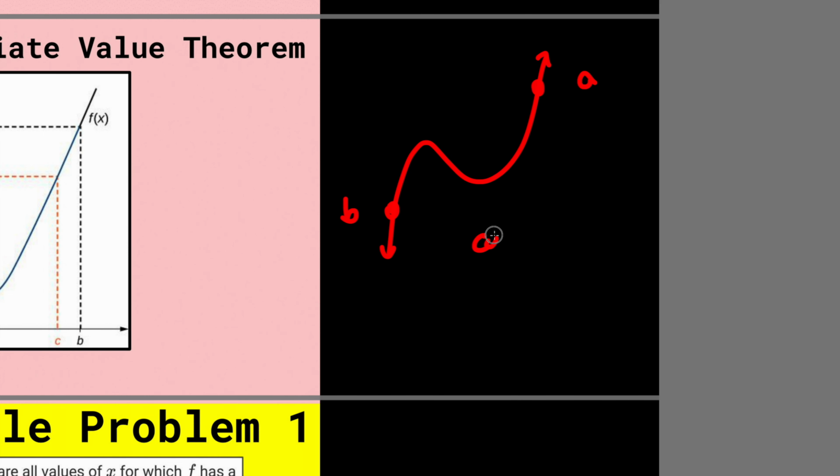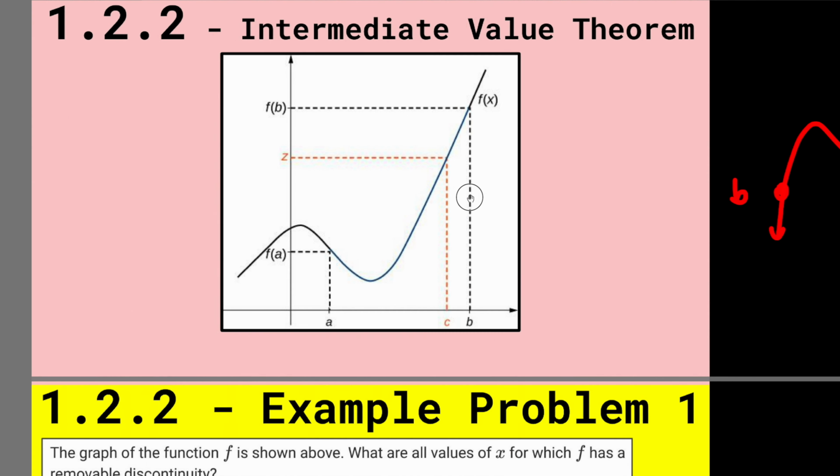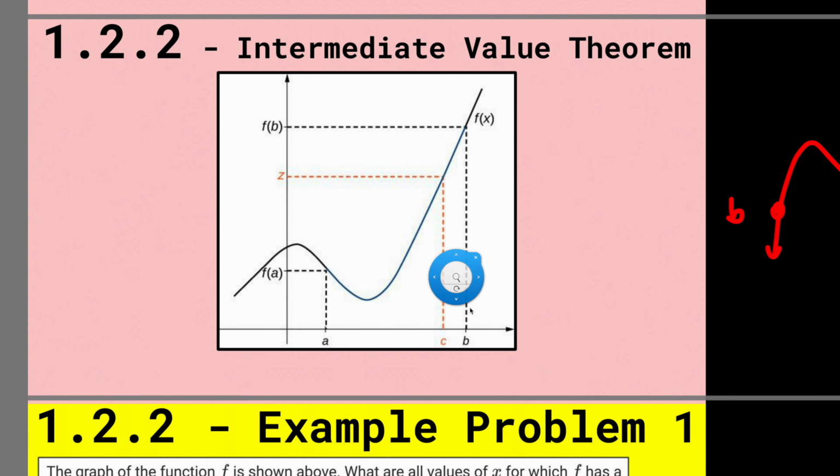That only happens if it's continuous. So if there's a function that's continuous, there has to be a value in between because there's no holes, jumps, or gaps. That value exists. So that's intermediate value theorem. If it's continuous, there's a value in between. Make sure you burn that in your brain.